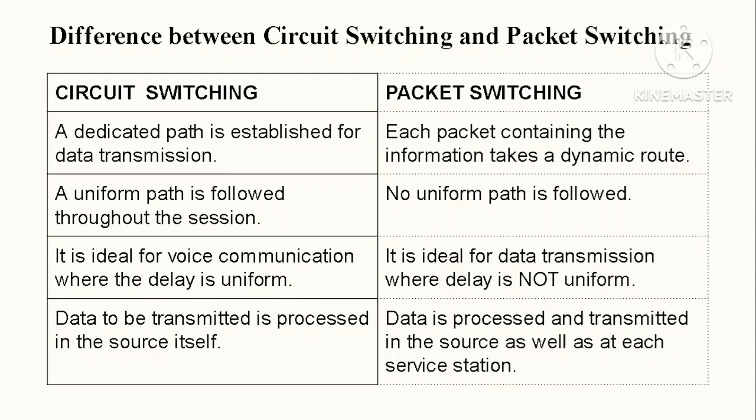In circuit switching, a dedicated path is established, whereas in packet switching, the packets take a dynamic route. They travel in different routes. Here, a uniform path is followed; here, no uniform path is followed. This is ideal for voice communication. This is ideal for data transmission. The data to be transmitted is processed in the source computer here, whereas here the data processing happens in the source as well as in the service station. So this is the difference between circuit switching and packet switching.